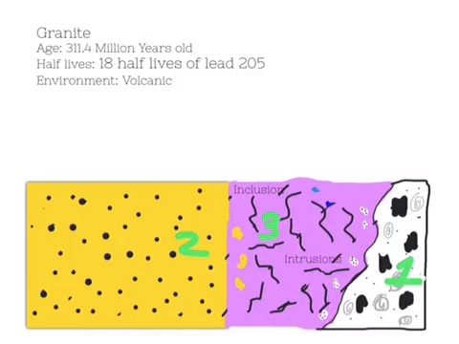The third rock is a coarse-grained igneous rock with light and dark minerals, which led us to believe that it was an inclusion, this is the inclusion, of granite. It also has intrusions of sandstone and conglomerate and limestone. To date this rock, we used the element lead-205. It had gone through 18 half-lives, so it would make this rock 311.4 million years old. And because it's an igneous rock, it told us it was formed in a volcanic environment.